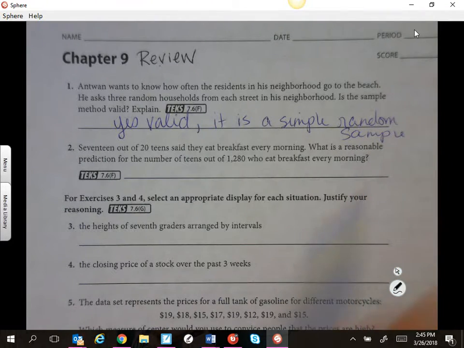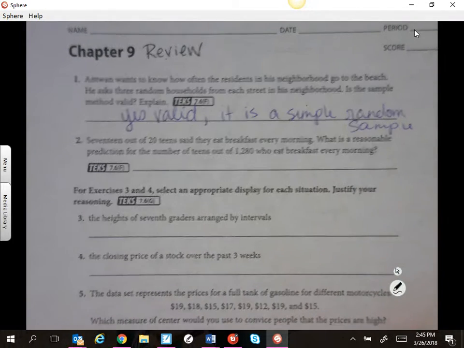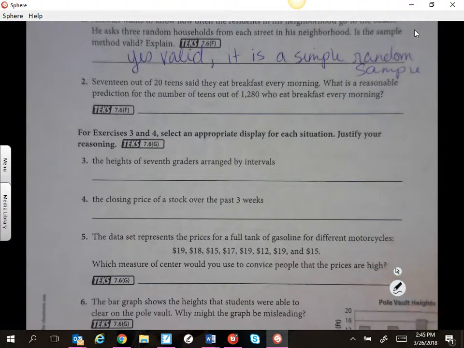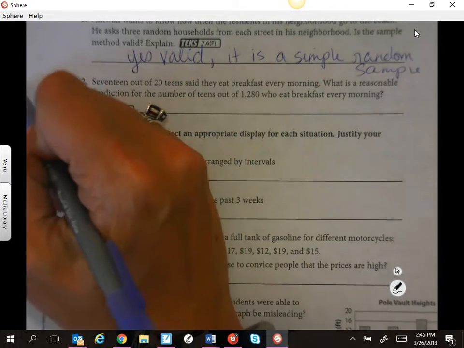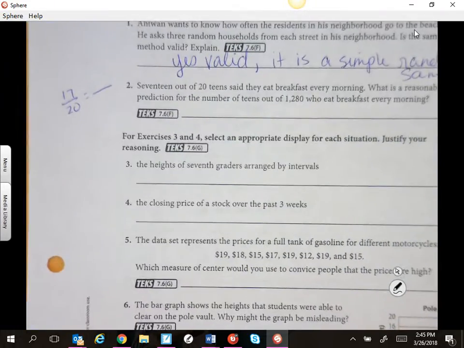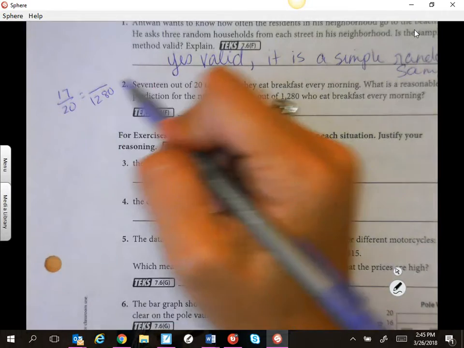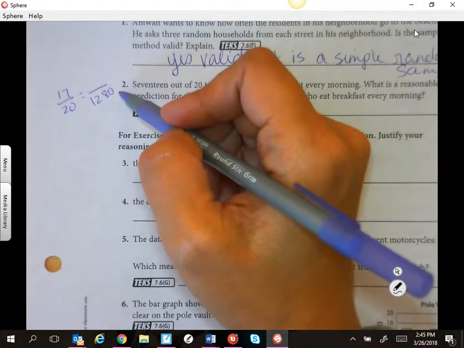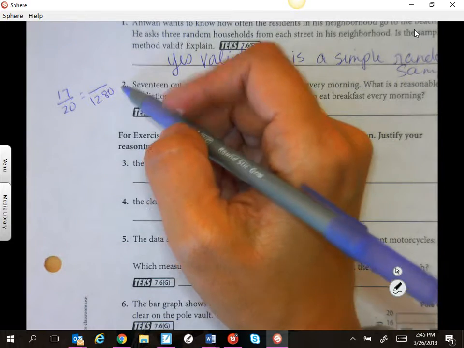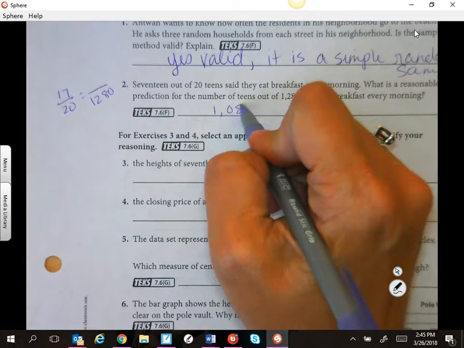Out of 20 teens said they eat breakfast every morning. What is a reasonable prediction of the number of teens out of 1280? So again, when you're making a prediction, just like we practiced in class, you're going to have to make a proportion. 17 out of 20 eat breakfast. So then we have 1280. You can cross multiply, divide, or you can find a scale factor. Whichever you decide to do, the answer is 1088.